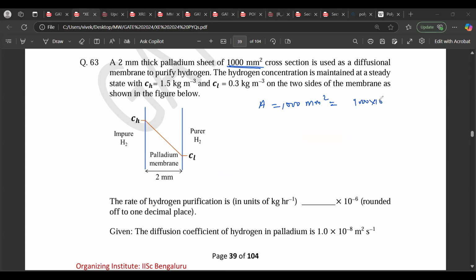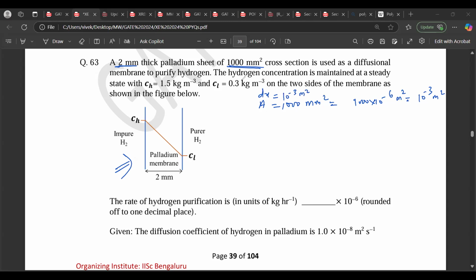1000 multiplied by 10 to the power minus 6 meter square, that transfers to 10 to the power minus 3 meter square. The thickness is 2 mm. So my dx is... how did I know whether it is diffusion? Because I know it's a membrane and the diagram is also given. So it's simply steady state diffusion. So dx is 10 to the power minus 3.